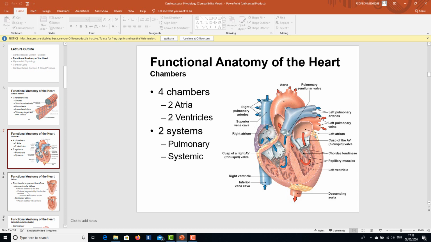The interior of the heart has 4 chambers. The 2 upper, smaller ones are the 2 atria, whereas the 2 larger ones are the 2 ventricles. Then there are 2 systems, the pulmonary system and the systemic system. The heart is actually a dual structure, with a right heart and a left heart. One deals with deoxygenated blood and the other with oxygenated blood.